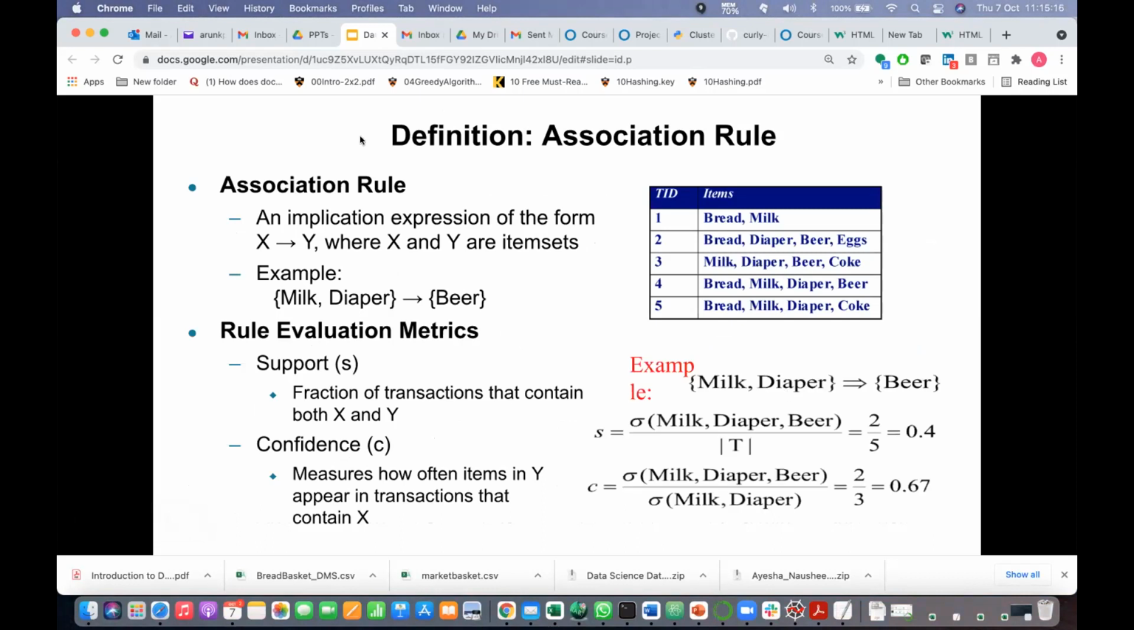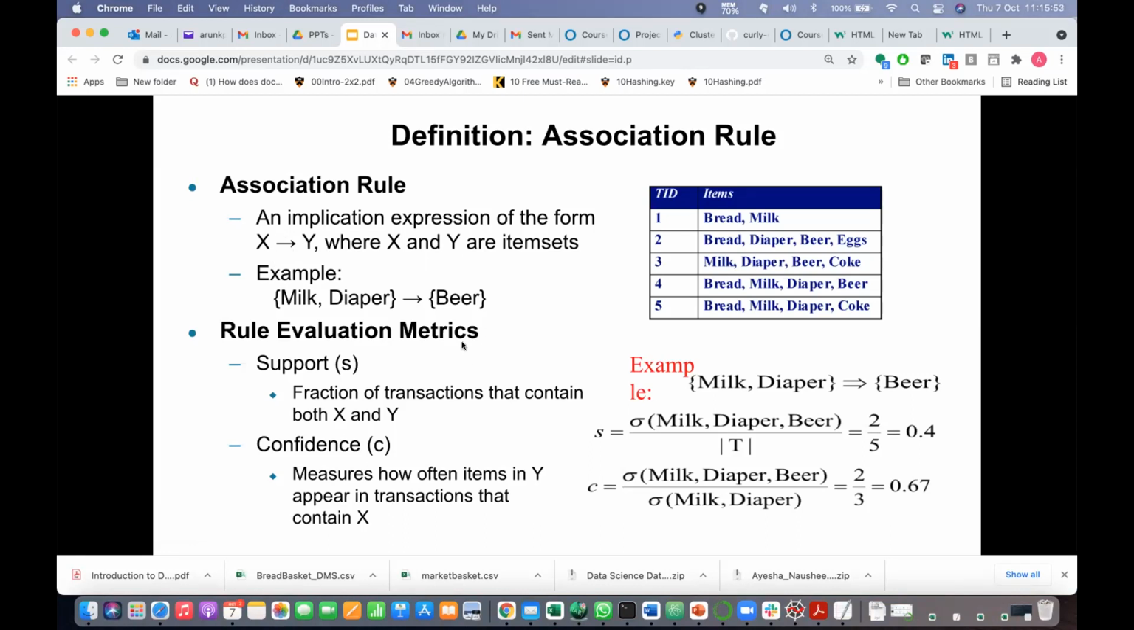Then what is an association rule? An implication expression of the form X implies Y, where X and Y are item sets. So an association rule is always a relation between 2 item sets, whether one follows the other or not. You need to have 2 item sets. Here X is milk and diaper, 1 item set, and Y is the other item set, beer.